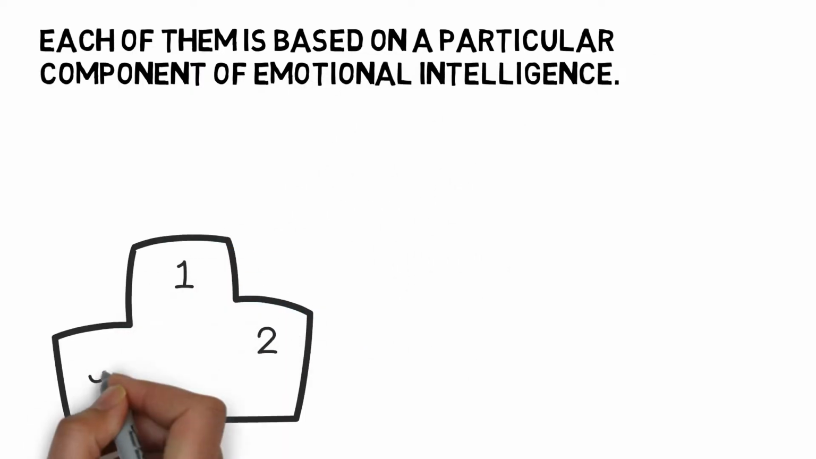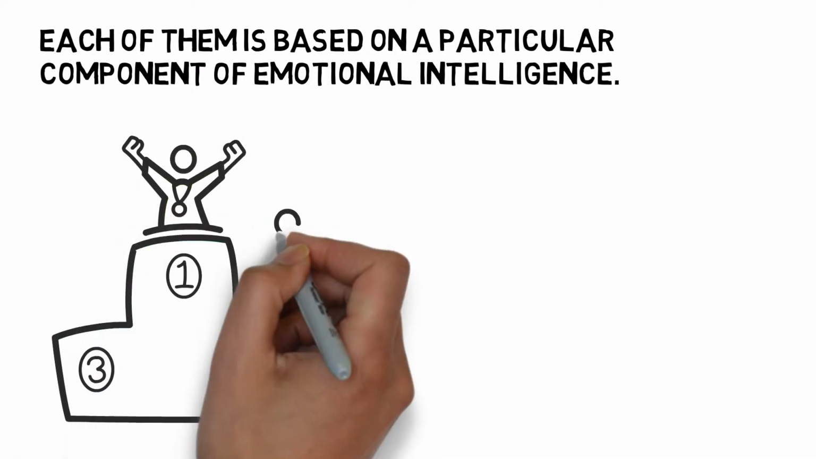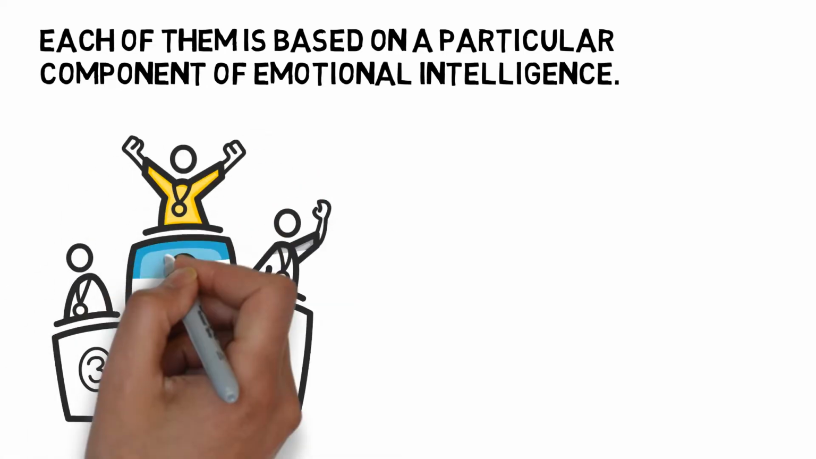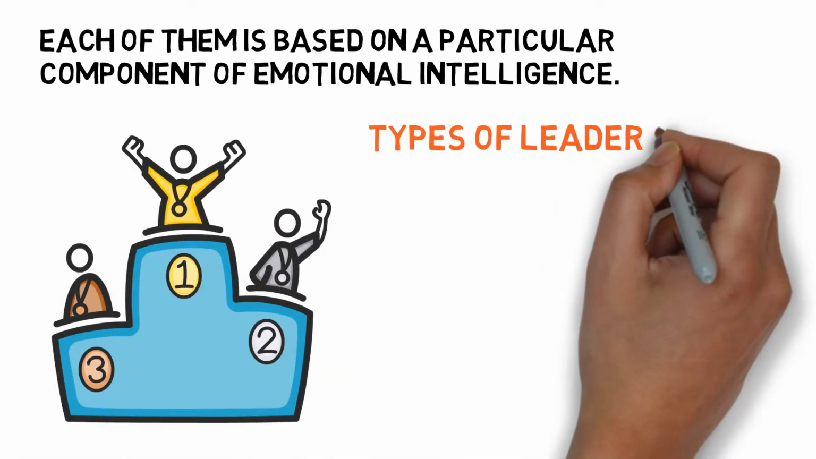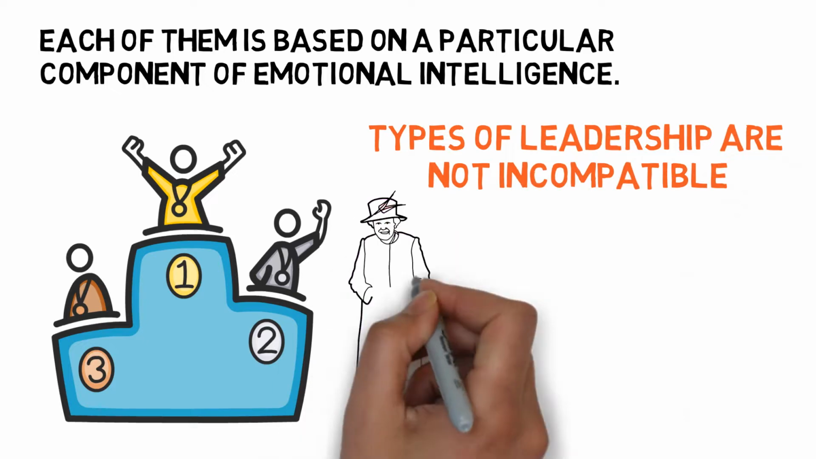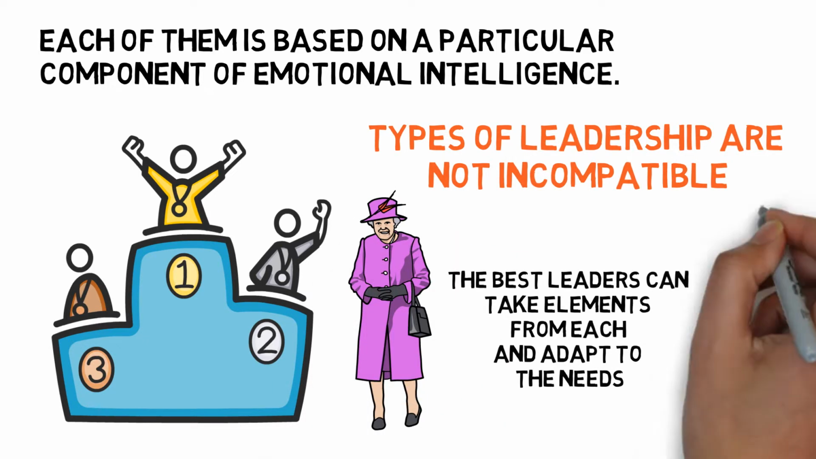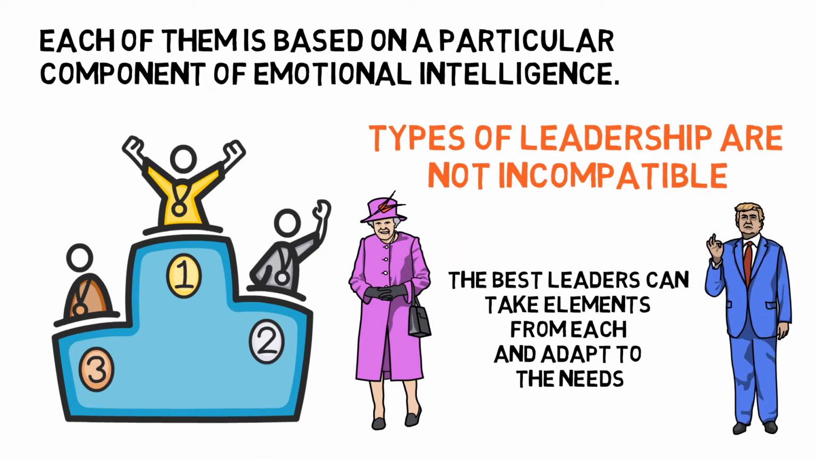However, what they all have in common is that people who develop these styles get results. On the other hand, it should be noted that the types of leadership are not incompatible. On the contrary, the best leaders can take elements from each and adapt to the needs of the moment. In any case, to know which style is most useful in a given situation, it is necessary to first know them all very well. Visionary leader.